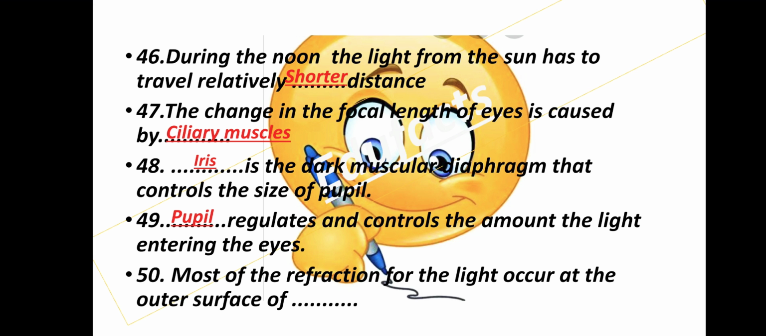Question number 50, the last question. Most of the refraction of light occurs at the outer surface of the cornea. In the structure of the human eye, most of the refraction of light occurs at the outer surface of the cornea, which is the protecting layer of your eye.